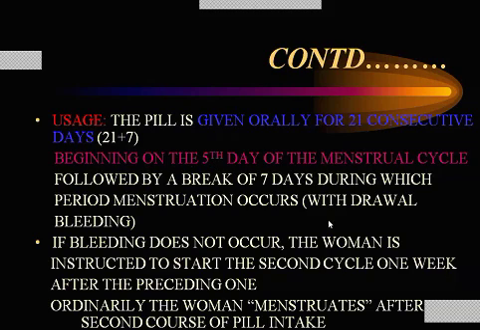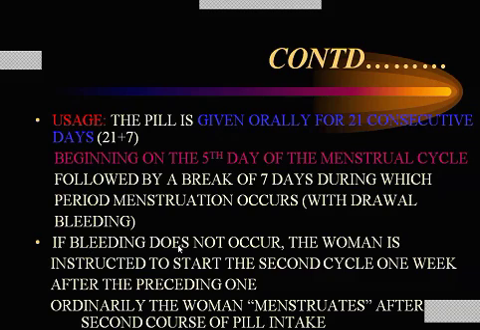So she starts on the 5th day of the menstrual cycle, and once she completes these 21 plus 7 tablets, there is a break of 7 days. During these 7 days menstruation occurs. This is known as the withdrawal period. During these 7 days she continues to take the iron tablets, and she starts menstruation. This is known as withdrawal bleeding. Why is it called withdrawal bleeding?